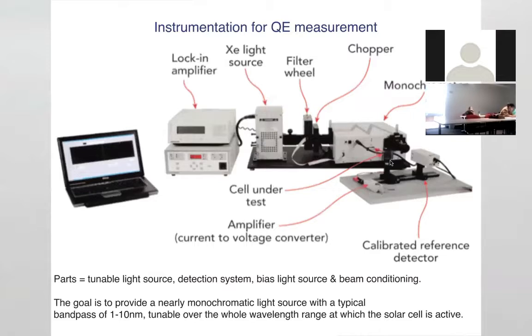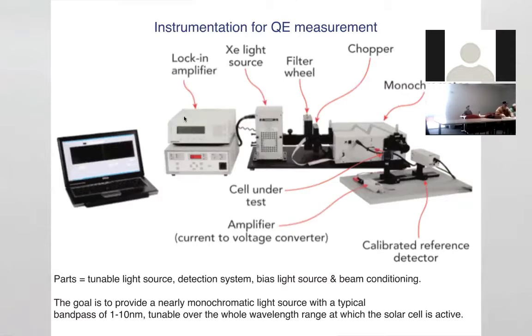So either the cell under test is measured or the reference is measured, so you can put either of these in the path. There's an amplifier to amplify the very small signals that are measured. And you have a lock-in amplifier to lock in to the frequency of this chopper that is used to chop the beam. So basically, it's like a pulse width modulation. You essentially turn the beam on and off with a very fast shutter here, and you try to lock the frequency of that shutter to the frequency of the very small current that you're measuring with this amplifier.